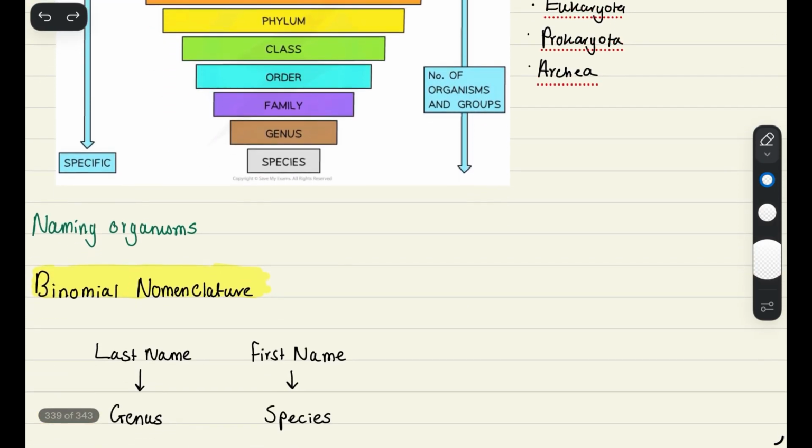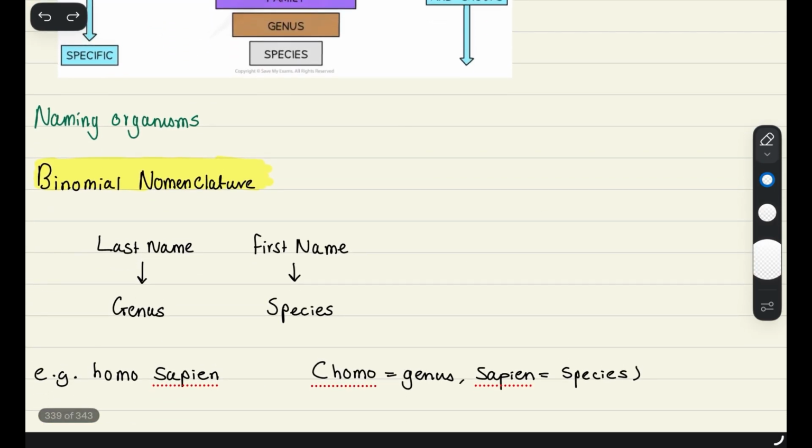Now, naming organisms is the last thing that we're going to cover on this slide. We use a system called binomial nomenclature. It's kind of reversed. Like if we do first name, surname, how you and I are called, we actually flip it over. So it's last name and then first name. We're going to do something more general, the genus, and then something more specific, the species.